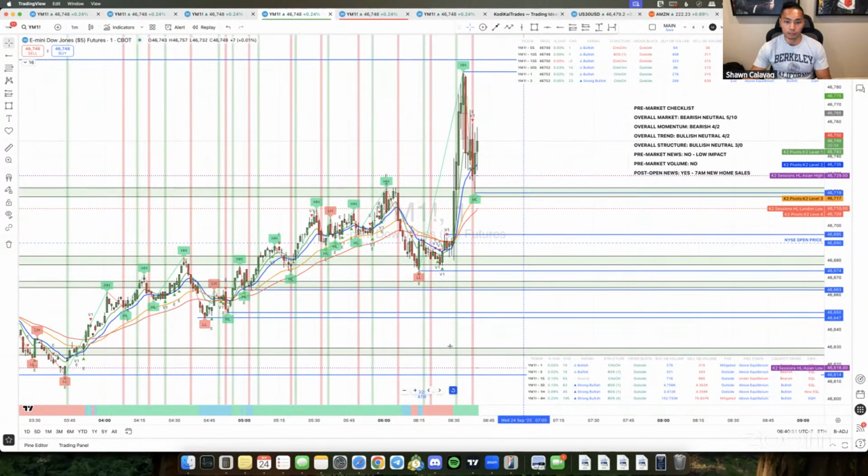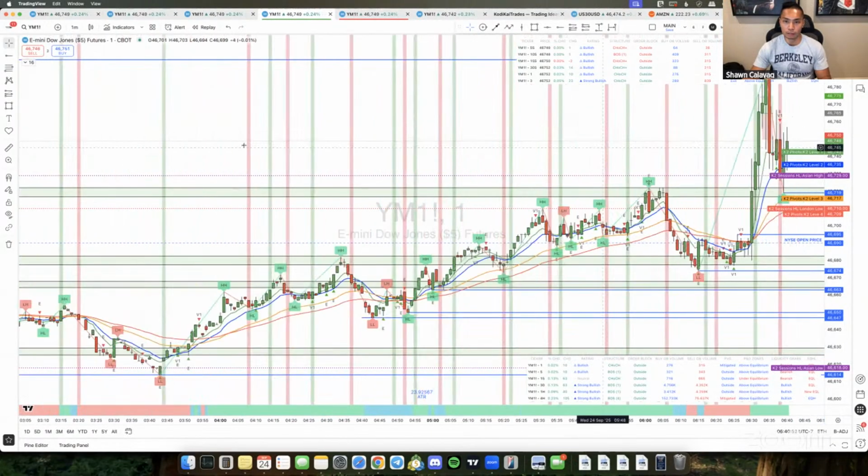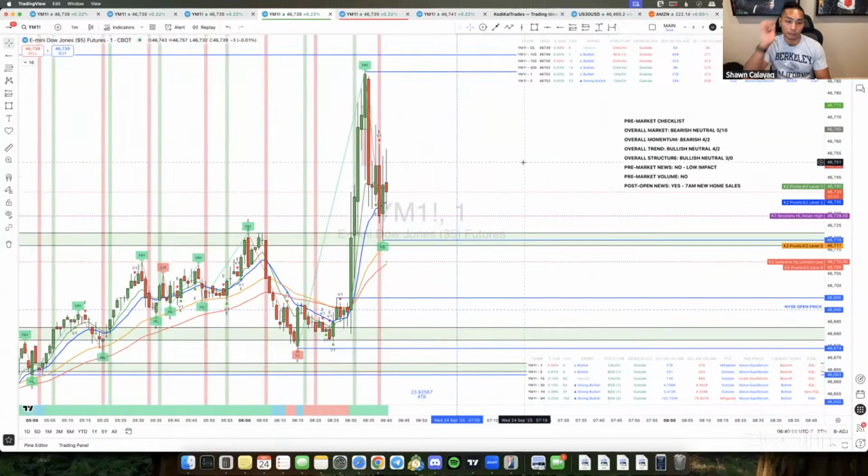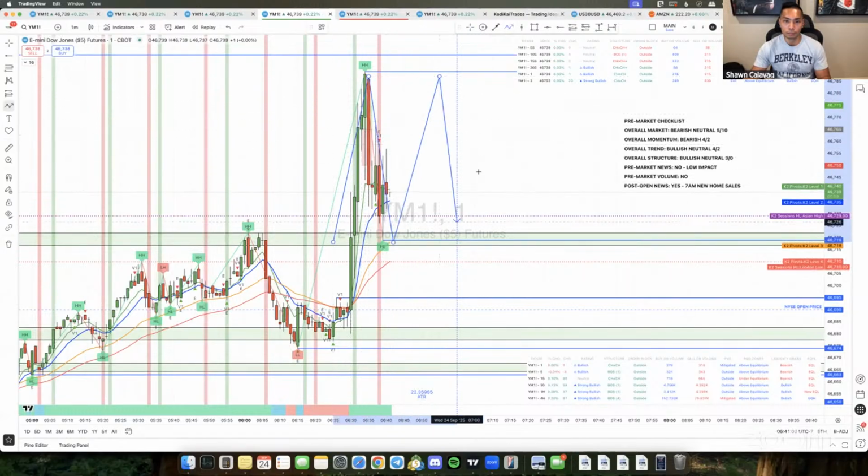I was expecting kind of a slow market until the news here at 7 o'clock, and then continuation back up higher. Looks like price here basically broke up to the upside, and now it's kind of going back and forth sideways. Broke up, now it goes back and forth right here.